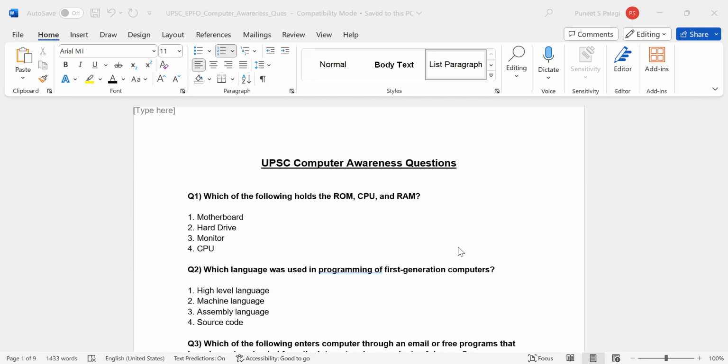So the first question, as you can see, it asks you which of the following holds the read-only memory, CPU, and random access memory. So these are the different parts of the computer, I can say. So CPU here is nothing but the processor. All right. So which of the following holds all these three parts? So is it motherboard or is it hard drive? Is it monitor or is it CPU? Right. So you can think about the answer here.